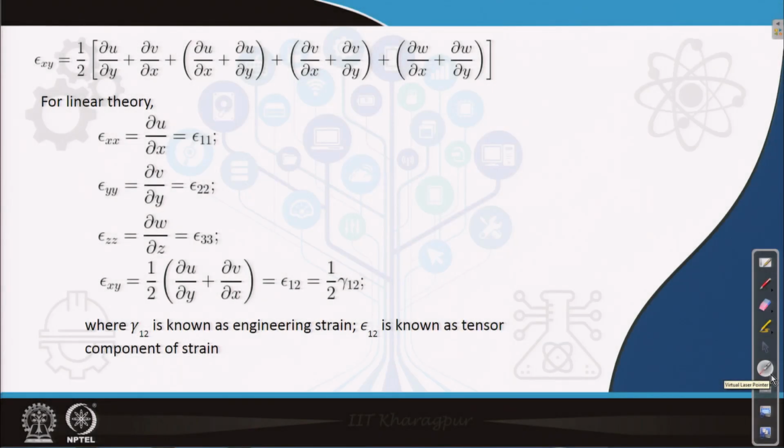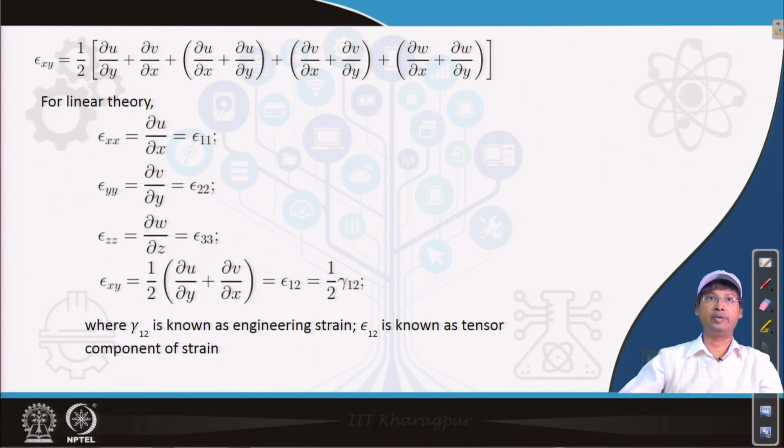So, with the generic derivation of strain, we have already seen epsilon xx, considering from the index or tensorial notation to the Cartesian notation, how it changes to epsilon xx.